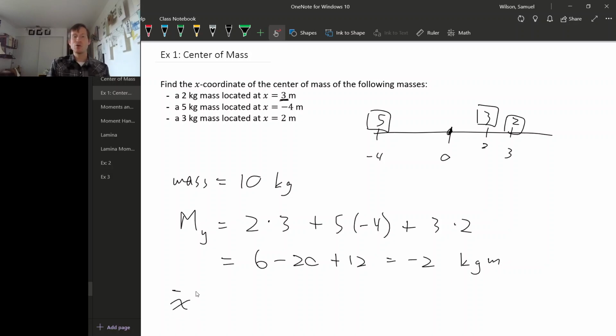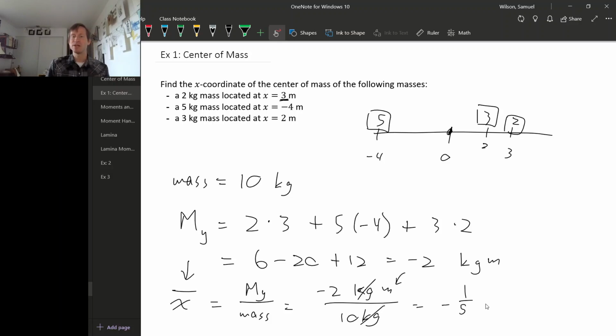And then the x-coordinate of our center of mass is just our moment about x equals 0 divided by the total mass. So this is -2 kilogram meters divided by 10 kilograms. Notice the kilograms cancel and we get something in meters, which is good because x is a position, so it should be in meters. We get -1/5 meters. So it looks like the center of mass of these things is just to the left of 0. If you put this whole system on a pivot point at x equals -1/5, it would balance there.